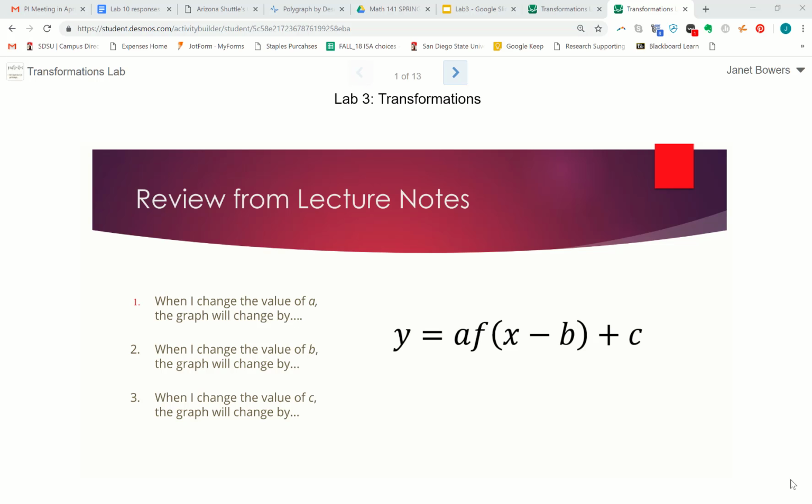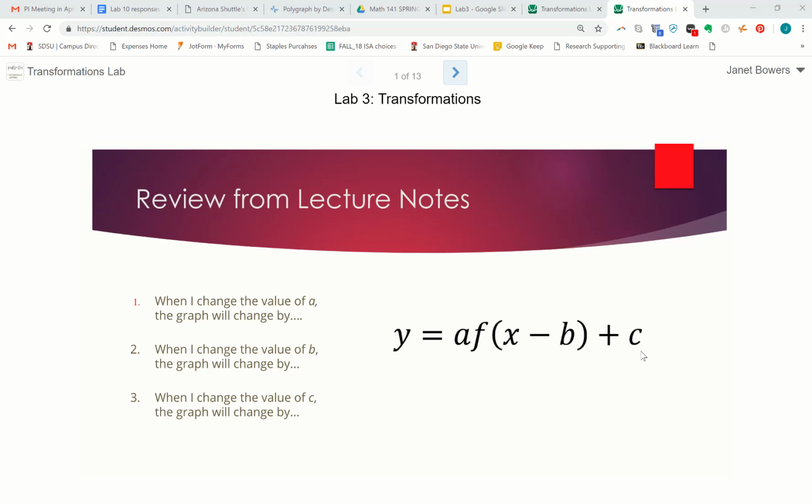So the goal of this activity was a little different than some of the other labs. In some of the other labs, we've practiced or delved further into applications. In this lab, we're going to look at transformations from the point of view of why do we see what we see. So if you can go back in your notes and ask yourself, what does the effect of each of these parameters, A, B, and C, have on the graph?